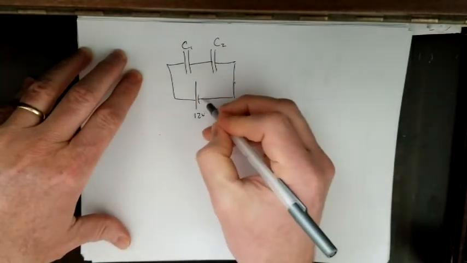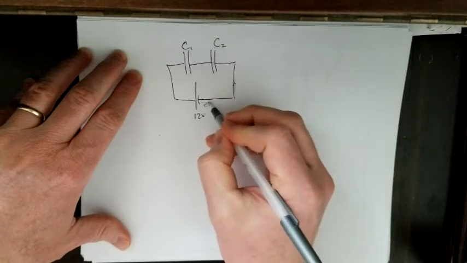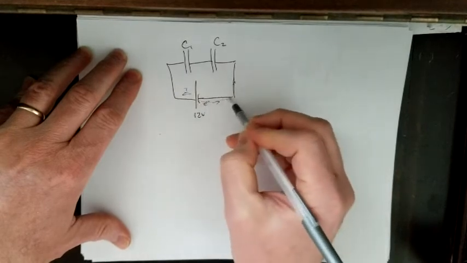Well, think about that. When I hook the connection up, I have electrons leaving here. So I have electrons traveling this way. Current is traveling the other direction. The electrons are traveling this way.